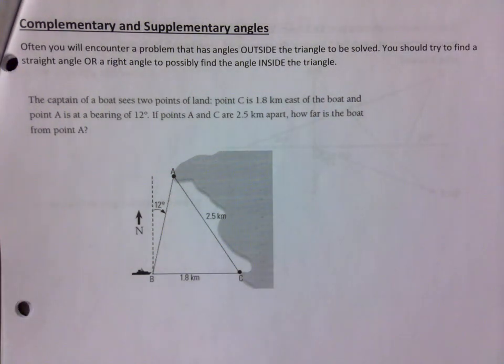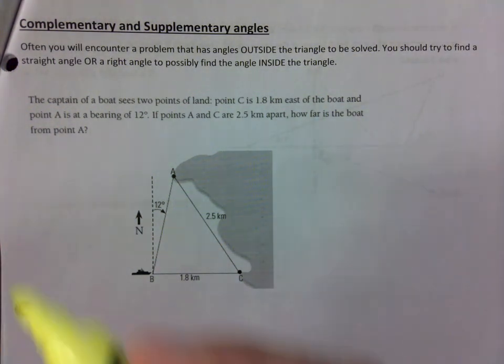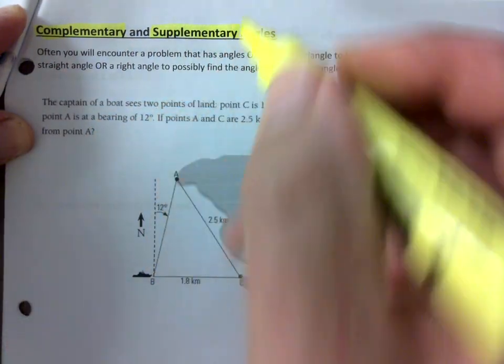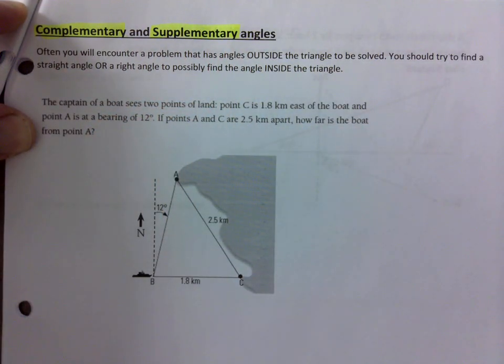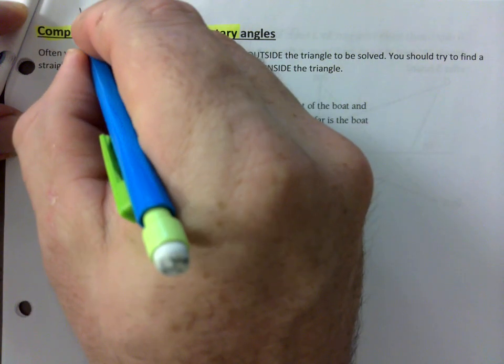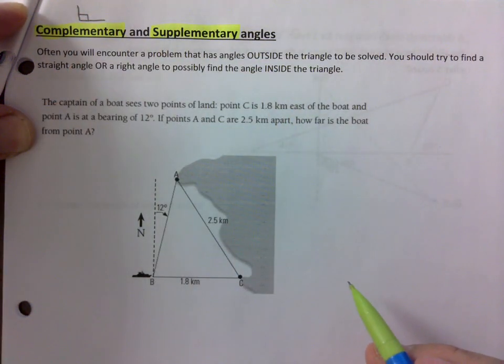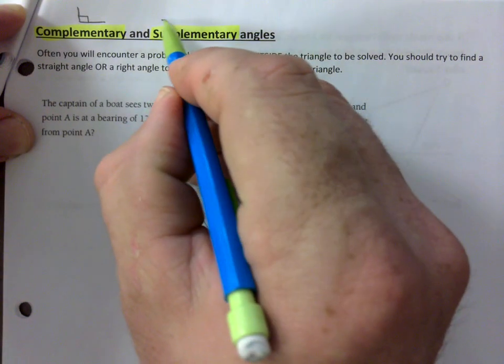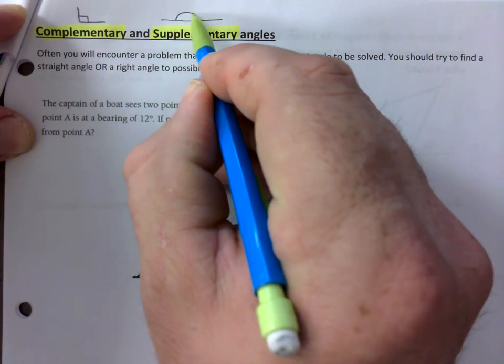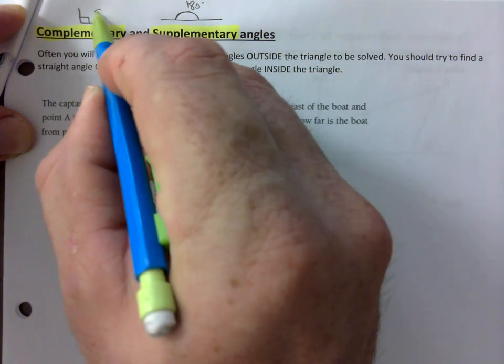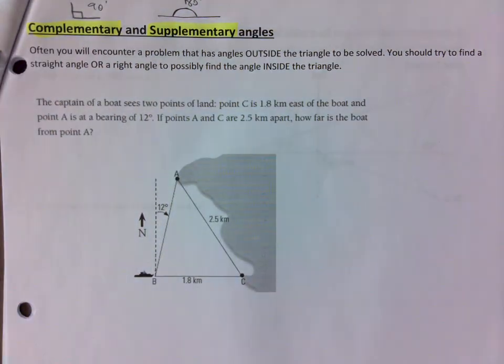Right. So we have complementary and supplementary angles. Do you remember which one is which? Complementary adds up to? Nope. It's right to complement someone. Okay. Supplementary is 180. Complementary, we've got our 90.